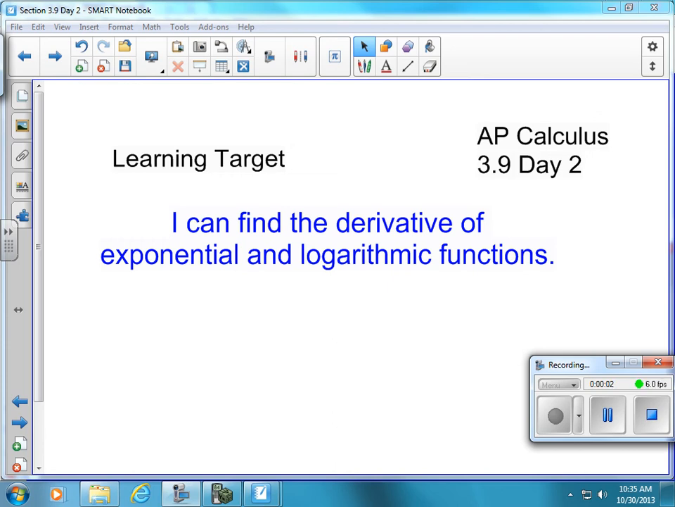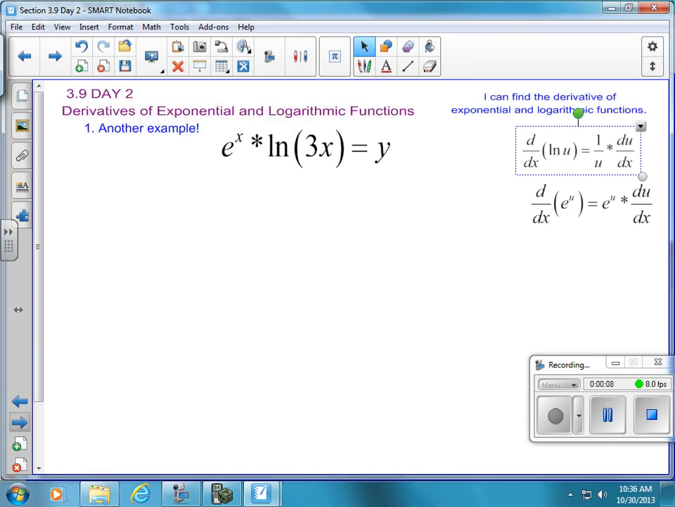Welcome to lesson 3.9, day 2. Again, we're finding the derivative of exponential and logarithmic functions. Today, we're not really learning any new rules or specific derivatives, but we're just finding more ways to use them in more problems.